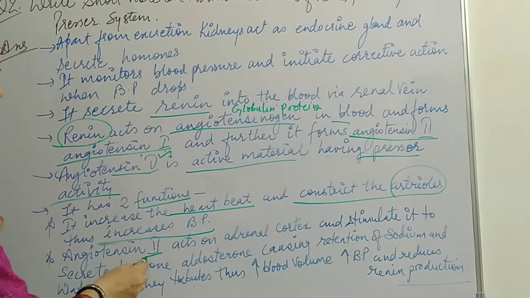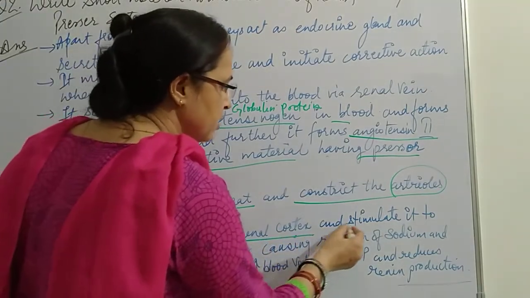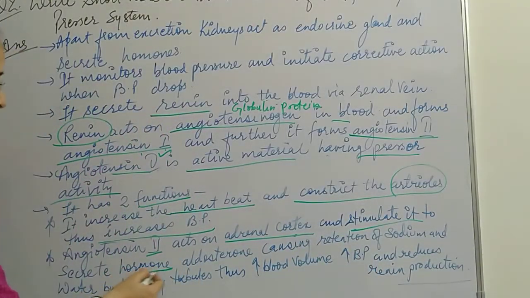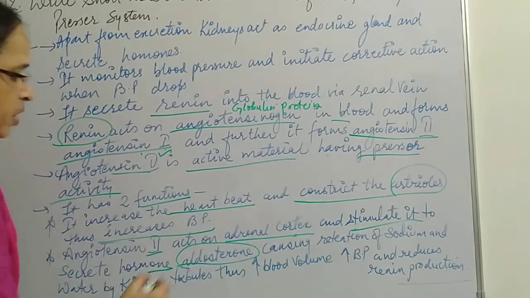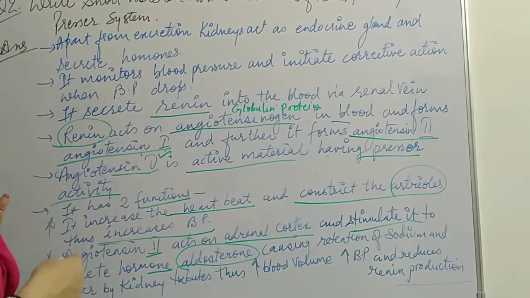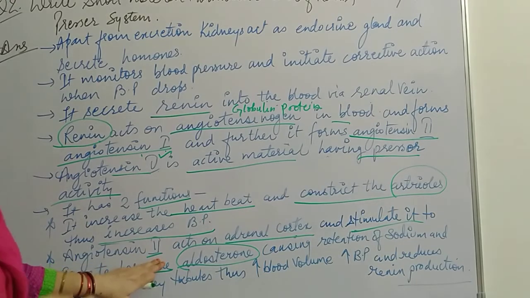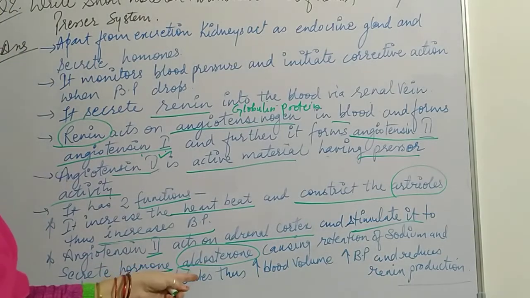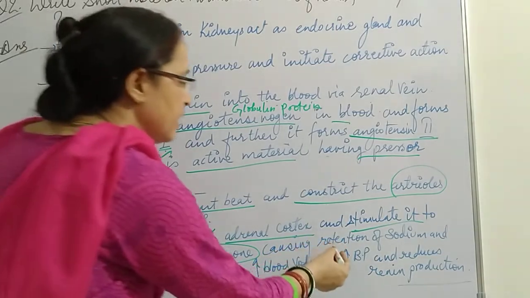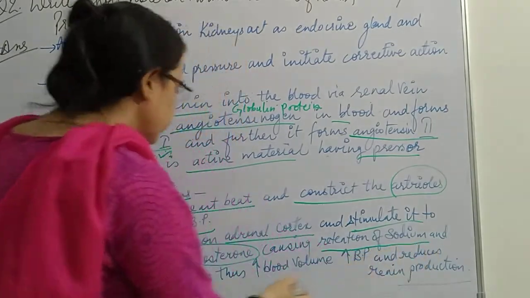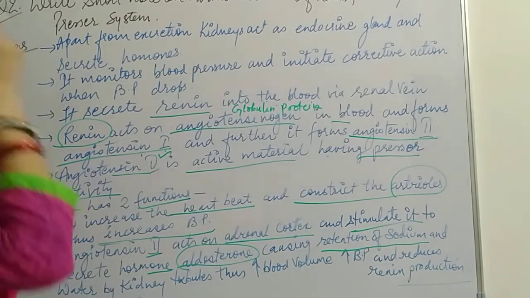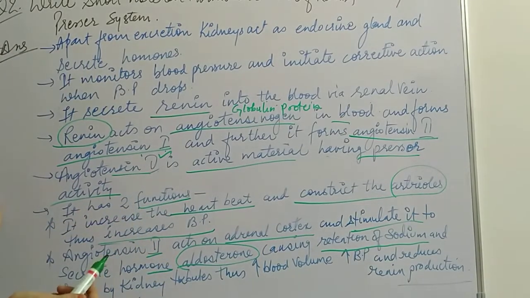Second, angiotensin 2 acts on the adrenal cortex in the adrenal gland and stimulates the secretion of the hormone aldosterone. And this aldosterone hormone's role is to increase the retention of sodium and water by the kidney tubules. That means the reabsorption of water and salt is done through the renal tubules.